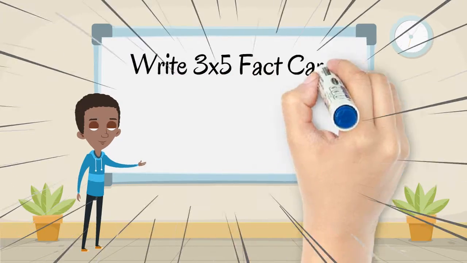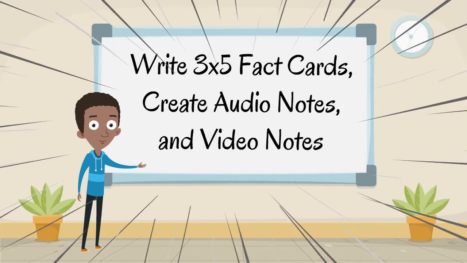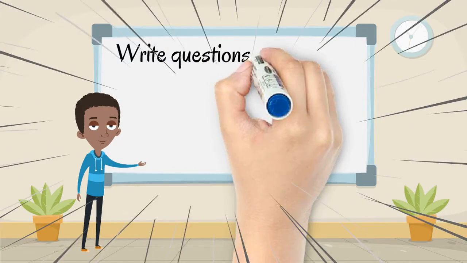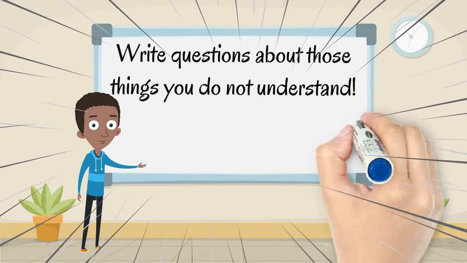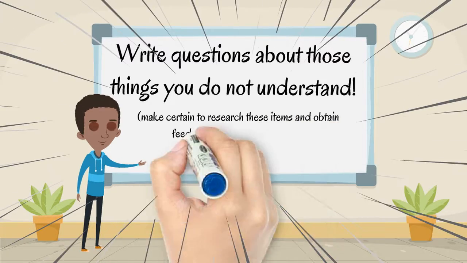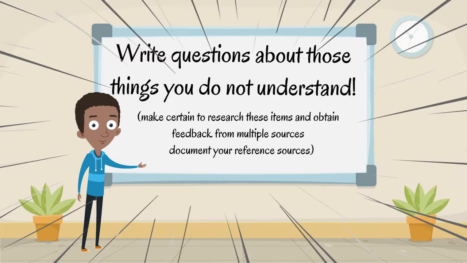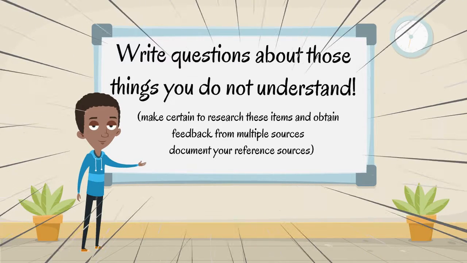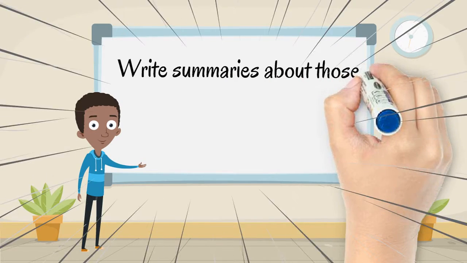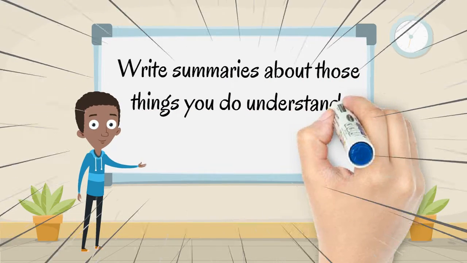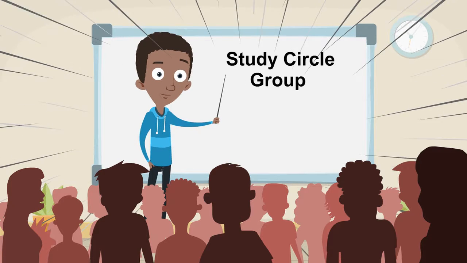Write 3 by 5 fact cards. Create audio and video notes. Write questions about those things you do not understand. Make certain to research these items and obtain feedback from multiple sources. Document your reference sources. Write summaries about those things you do understand. You are now ready to discuss and study in your study circle.